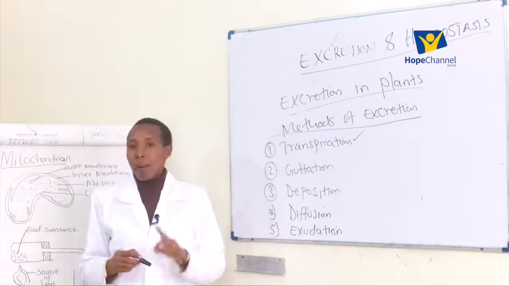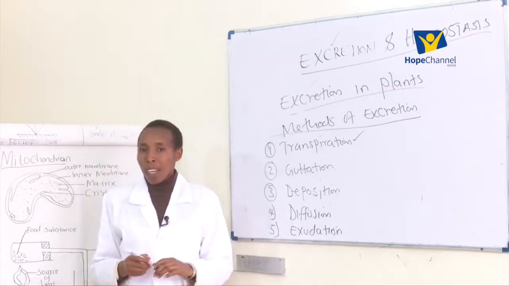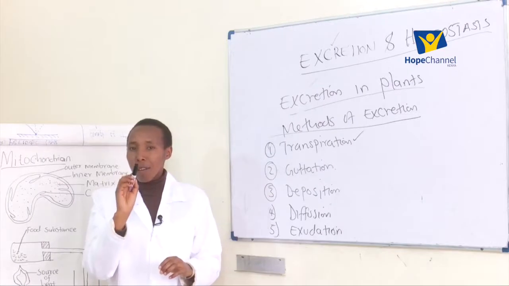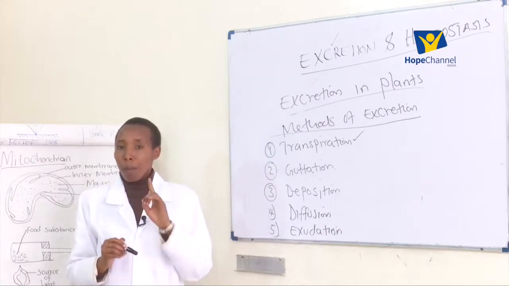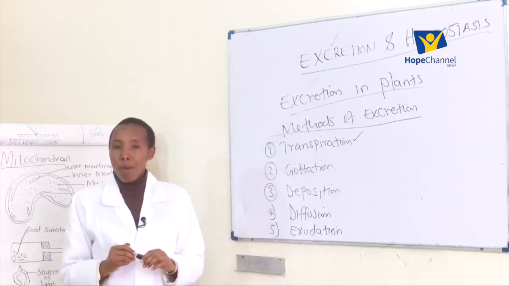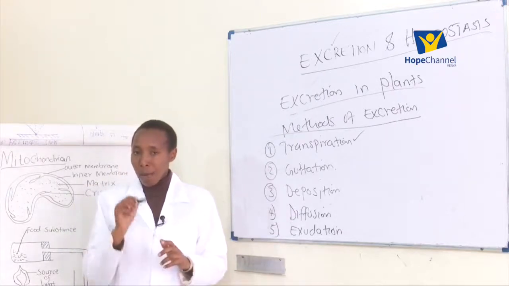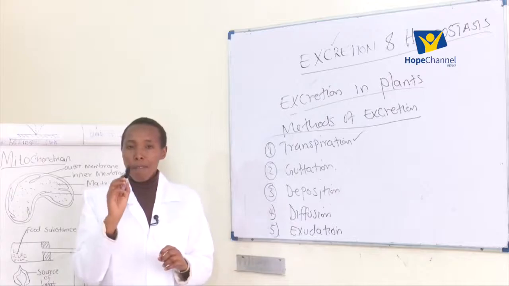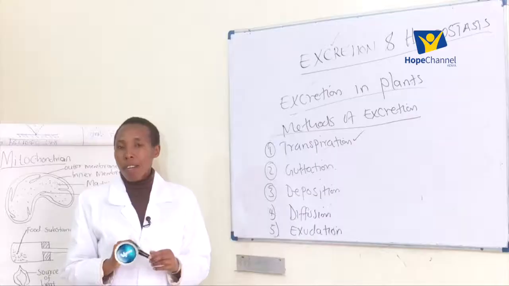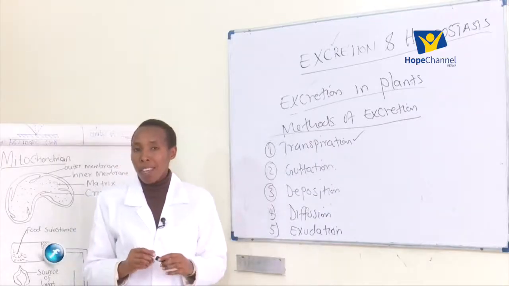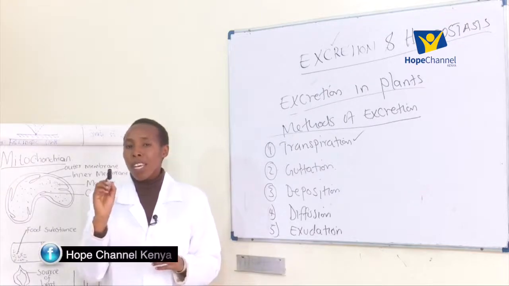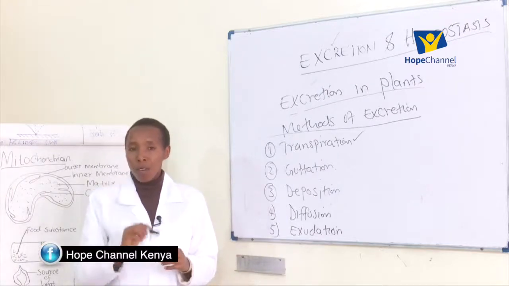Before we break, I'm giving you an assignment. List 5 excretory products in plants and give the use for each excretory product. I'm going to repeat. Give 5 excretory products in plants and give the use for each excretory product that you've mentioned.